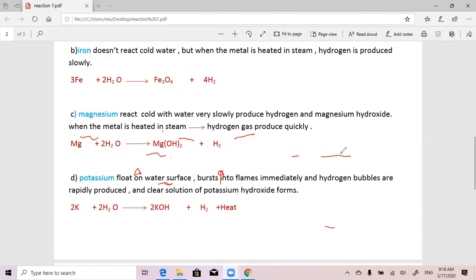This reaction is represented by this equation: Mg plus 2H2O produces Mg(OH)2 plus hydrogen.